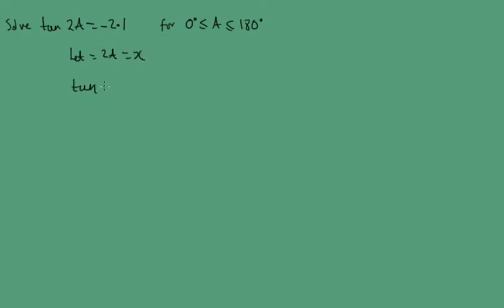So for tan x equals minus 2.1, put it into the calculator, find the inverse tangent of that, we'd get x is equal to minus 64.56 degrees. Now let's just draw our tan function.